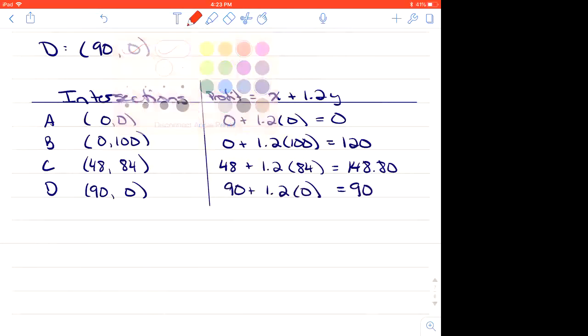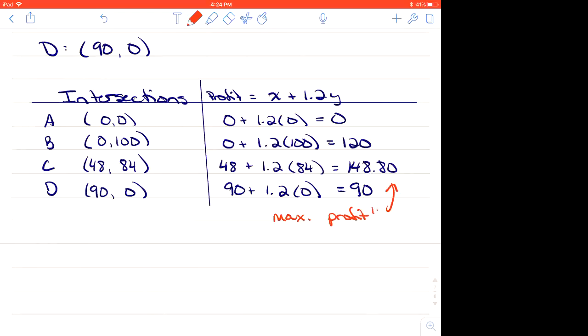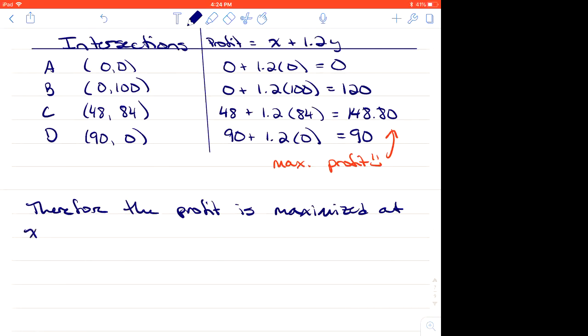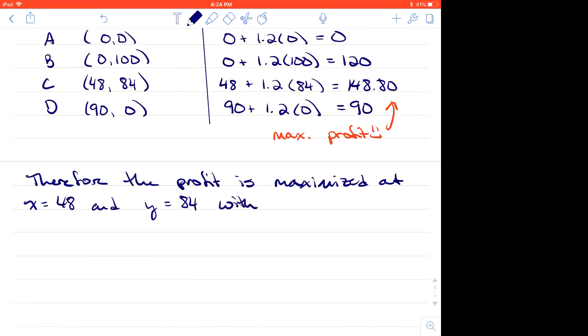Whoo! Well, it was all worth it because our maximized profit is 148.80. Nice. So then we conclude, therefore, the profit is maximized at x equal to 48 and y equal to 84 with a profit of 148.80. Whatever units, we could be talking thousands, millions, billions, whatever. Or just $148.80.